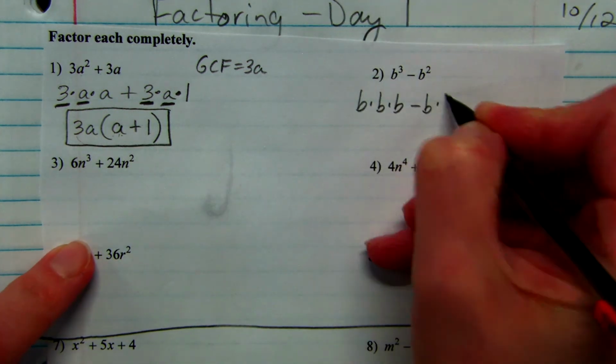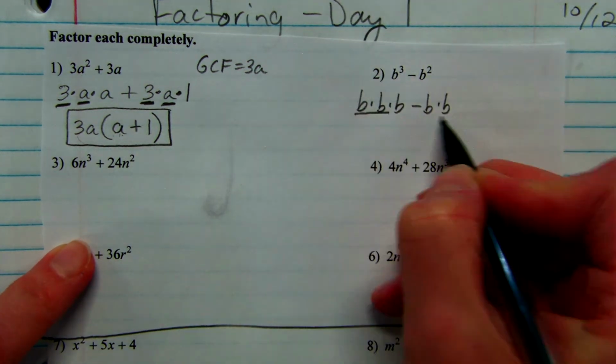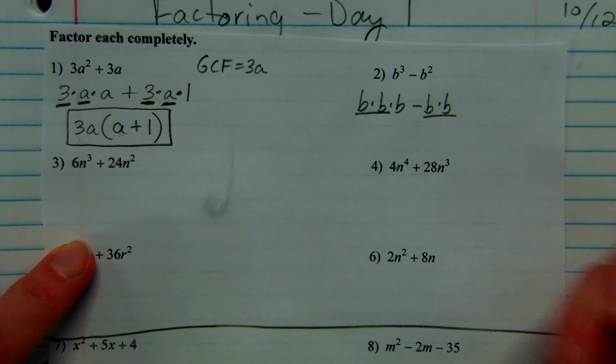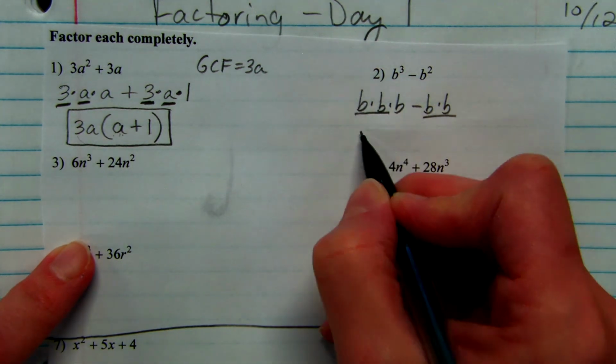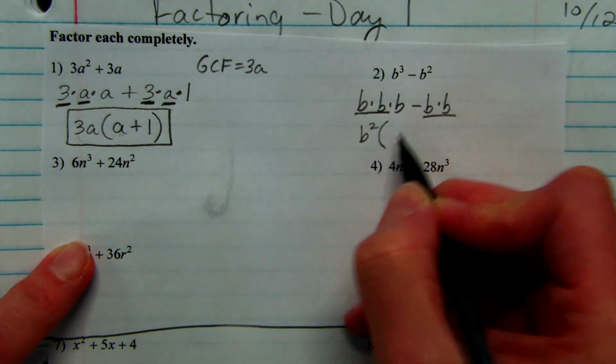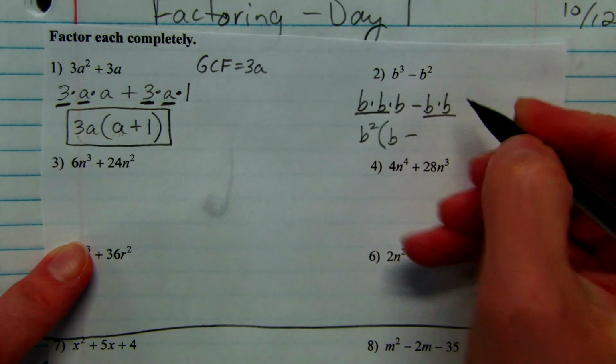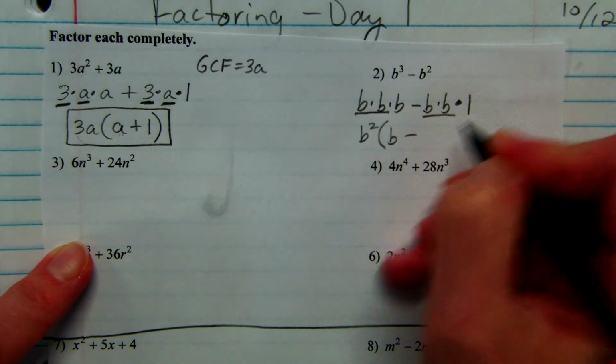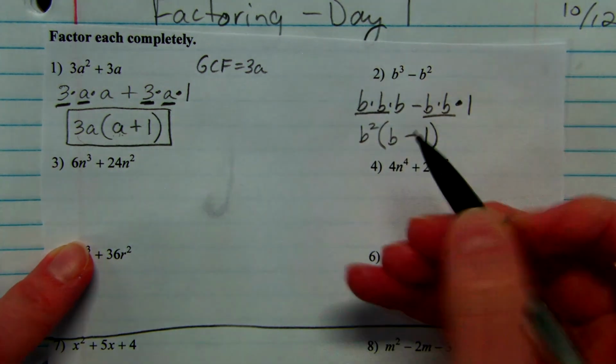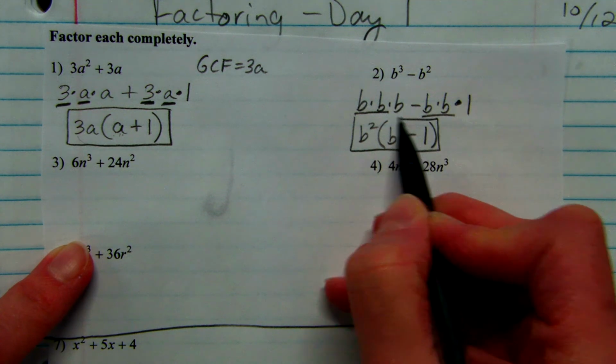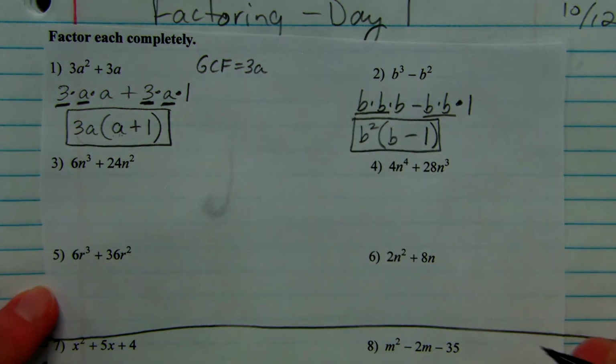B squared is b times b. So both terms have a couple of b's. So when we take that out, that's going to be b squared, and what's left is b minus, there's nothing there. When there's nothing there, you put a times 1. You have to have something for that term inside the parentheses to make the distribution work if you were to check.